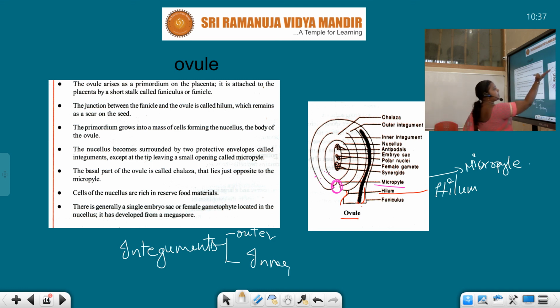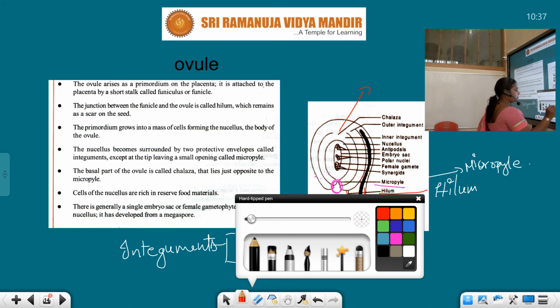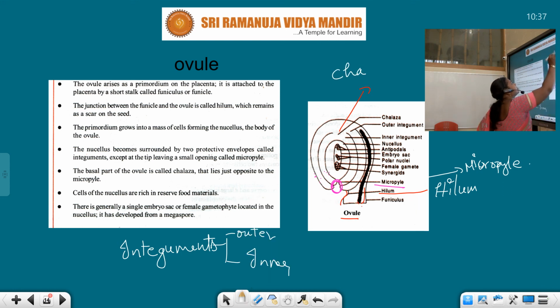The basal part of the ovule is called chalaza. So this basal part of the ovule is known as chalaza. Understand? Next, it lies just opposite to the micropyle. So opposite to this, what do we have? Chalaza. And the cells of the nucellus are rich in reserve food materials, so they are going to nourish the entire ovule.